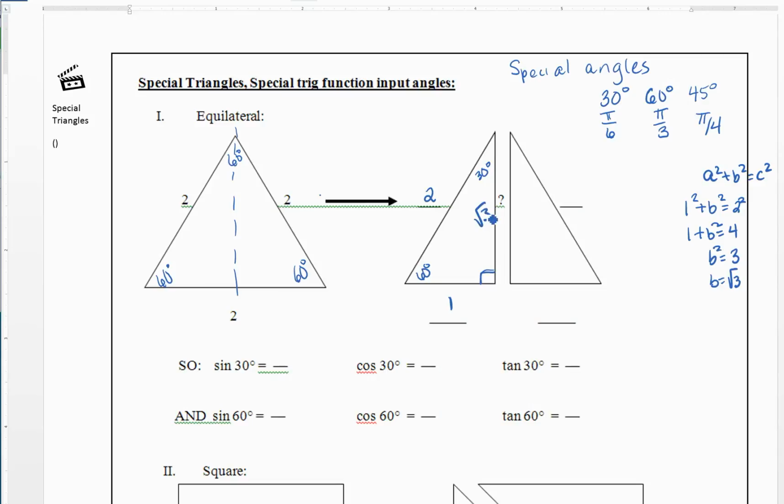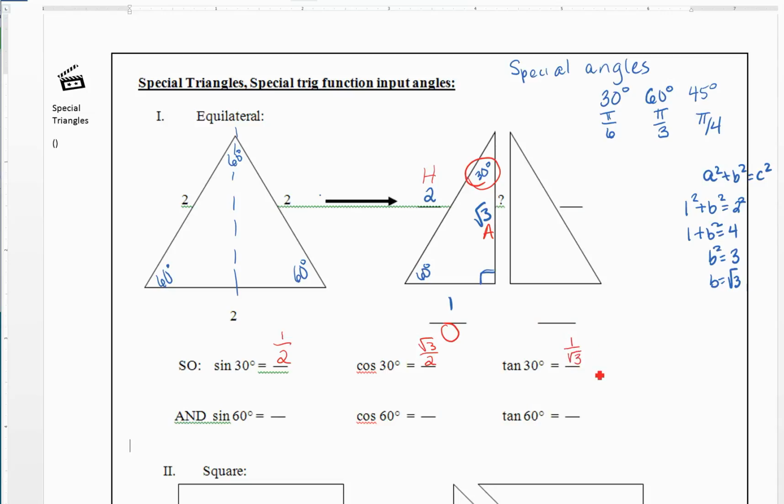So let's look at 30 degrees. We're going to let 30 degrees be our theta. So this side is always going to be the hypotenuse since it's across from the right angle. But with 30 degrees as the theta we're focusing on, that makes the 1 our opposite and square root of 3 our adjacent. So sine of 30 degrees would be opposite over hypotenuse, or 1 over 2. Cosine of 30 degrees would be adjacent over hypotenuse, or square root of 3 over 2. And tangent would be opposite over adjacent, which would be 1 over square root of 3.